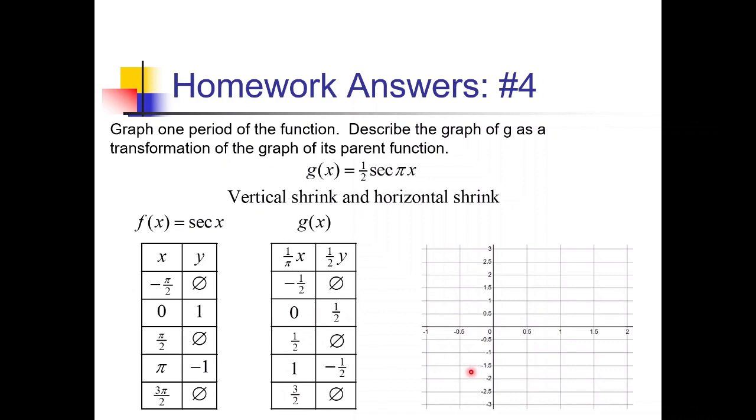So we've got the asymptote at -1/2 right here. And then we have the point 0, 1/2 right there. Asymptote at x equals 1/2 is here. We have 1, -0.5 right here. And then 1.5 or 3/2 is our other asymptote. So there's a branch up here above the x-axis and another one down here below.